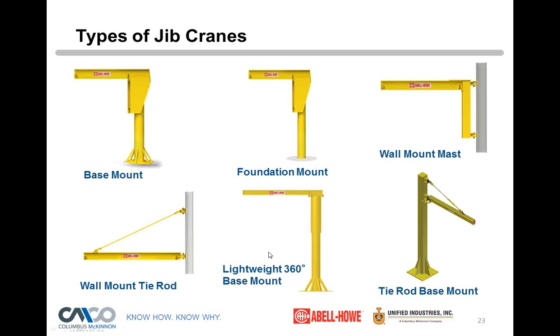We also are coming out with a lightweight 360 base mount. This would be up to, I think, 1,000 pounds. So these would be for your lighter applications, like I said, the Packer Chromer versions, stuff like that. And then this is another common one, a tie rod base mount. Obviously there are pros and cons. The con of this one would be if you have an overall height restriction, you wouldn't get as much underclearance, so you'd probably want to go with this other option.